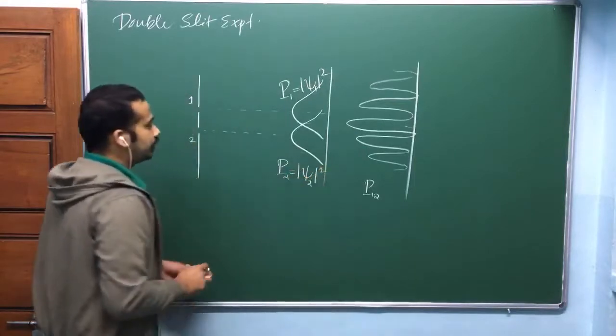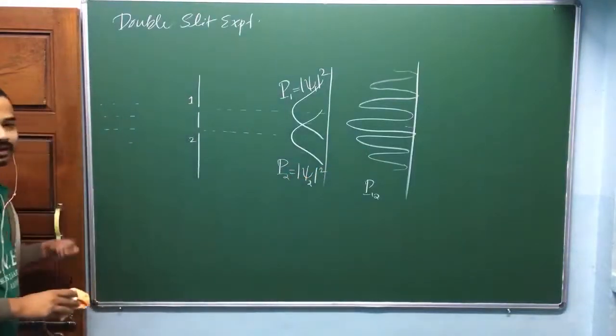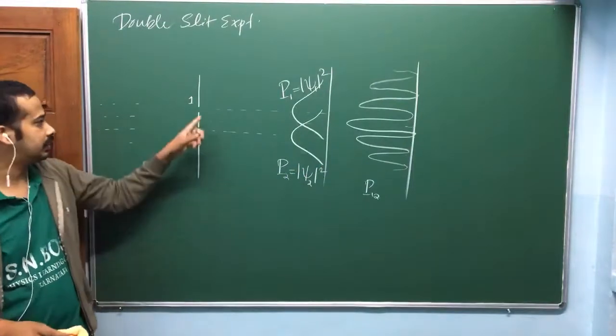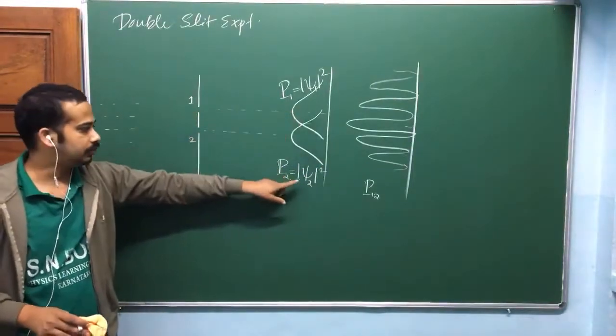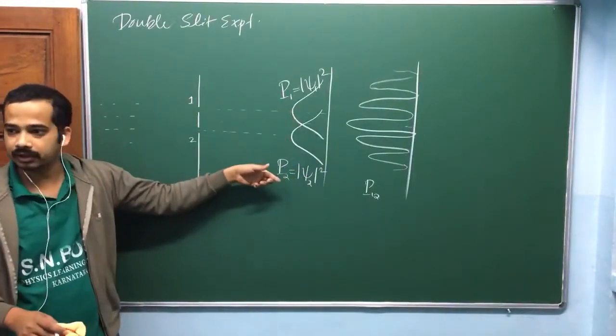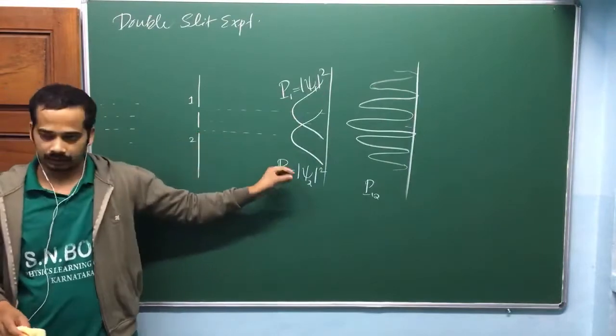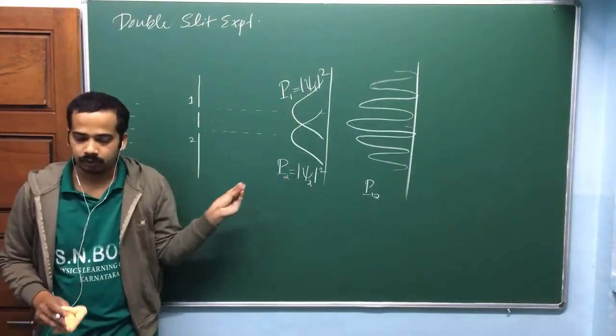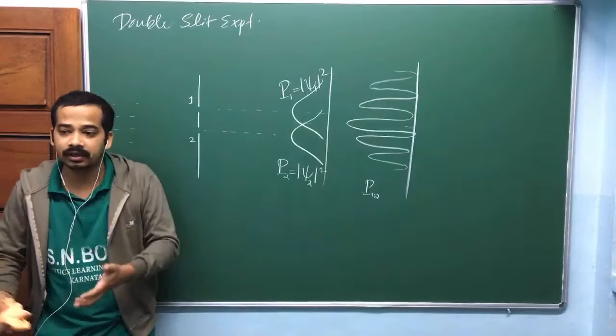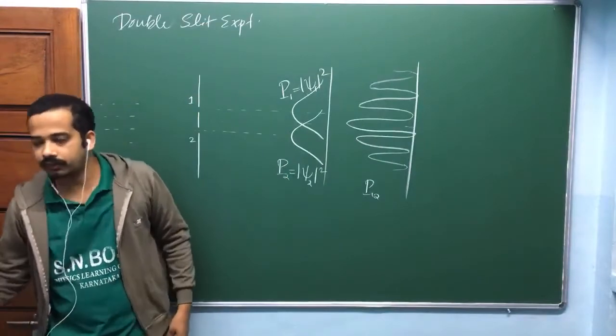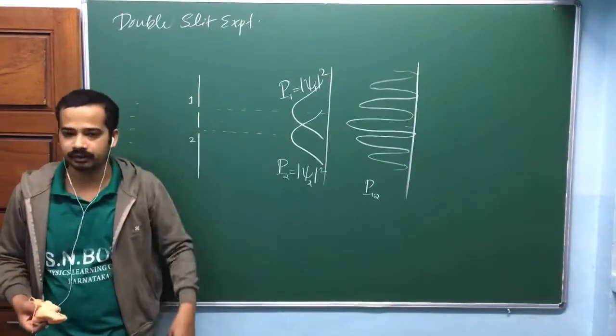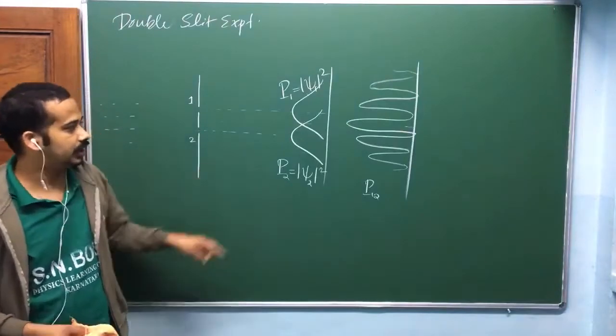Psi 1 is the translational state of the particle which is passing through slit 1. Psi 2 is the translational state of the particle which is passing through slit 2. It is a probability amplitude. But what does it say? It talks about the state of a particle, just like the ground state of the hydrogen atom, the first excited state of the hydrogen atom.